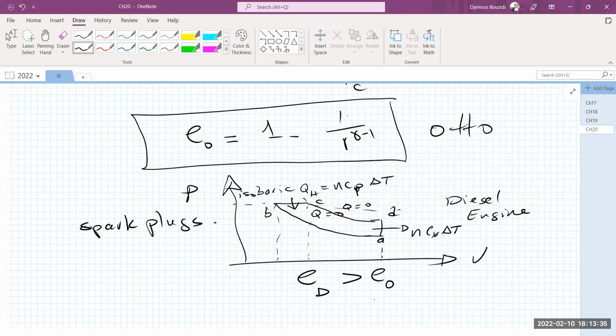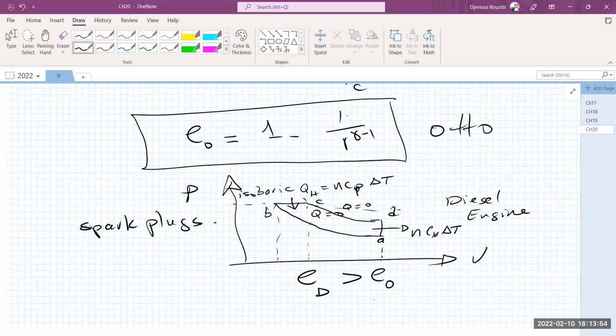Does the diesel engine make sense to you guys as compared to the Otto cycle? Yes. Okay. Is everybody else following also? Yes.